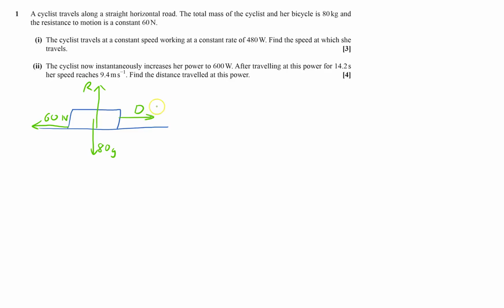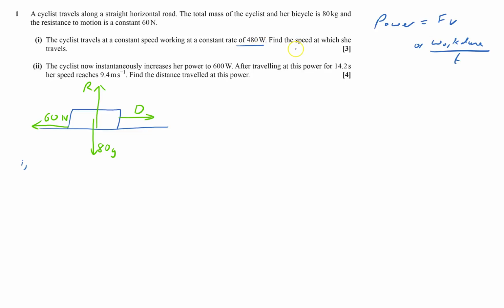that's her pedaling, I'll call it D. And no other forces, going at constant speed, so that will mean that the driving force must equal the 60 newtons. Anyhow, the question is, constantly working at a constant rate of 480 watts. So we've got power here. As soon as I see power, I want to think I've got two things. I could get Fv, or I could get work done divided by time. Okay, there are my two equations, worthwhile writing them down.